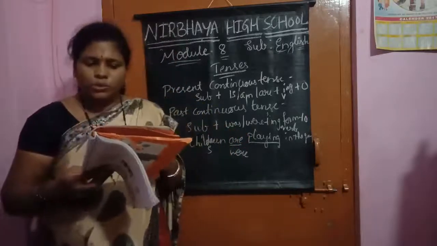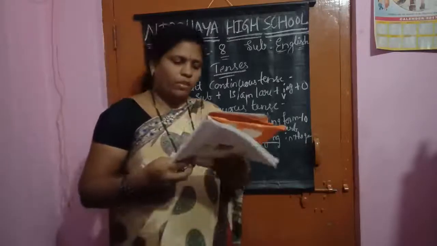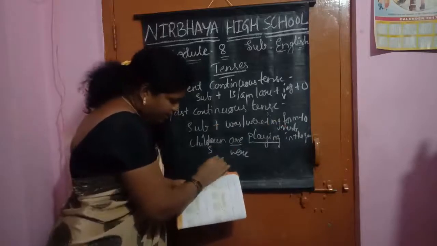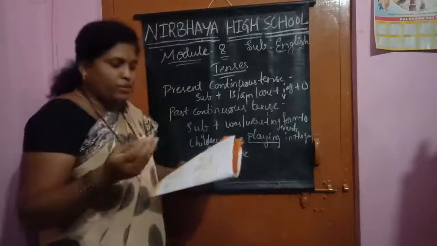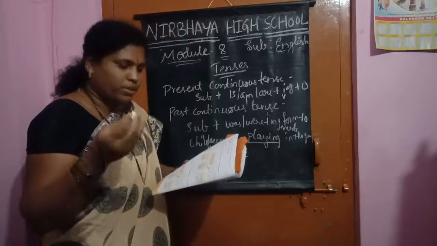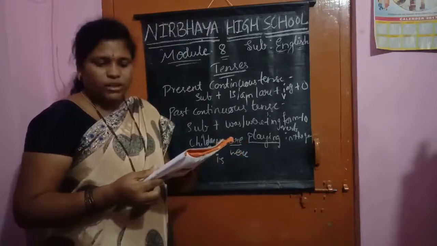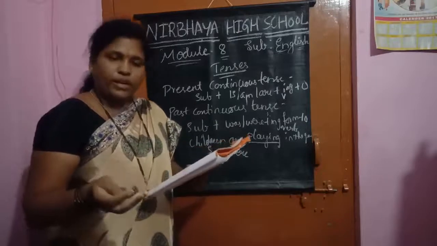Here, what will you use? First remember that. See here. When you are using is, with which will you use it? He, she, it, singular nouns, we will use is. When we are using plural forms, are, we should use it with you, we, they and plural nouns.